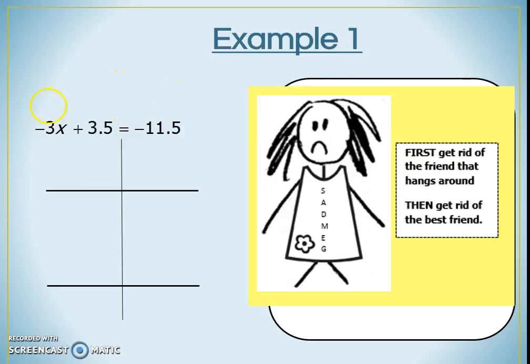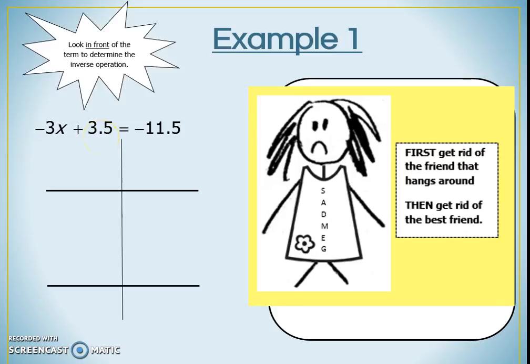So first we're going to look for our friend that hangs around. We're going to look for our constant. And here our constant is 3.5. The operation in front of this constant is an adding or a positive sign. So in order to cancel out that 3.5, we're going to subtract 3.5 or 3 and 5/10 from each side. Once we complete that operation, we'll have -3x on the left and we'll have -15 on the right.